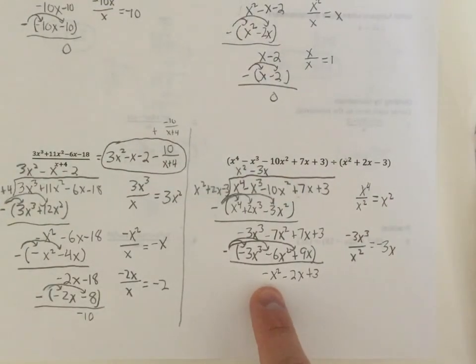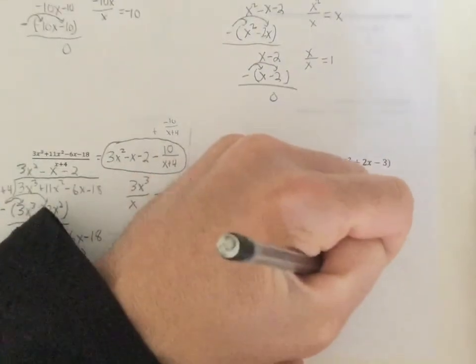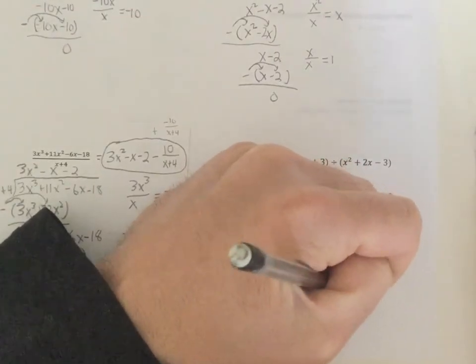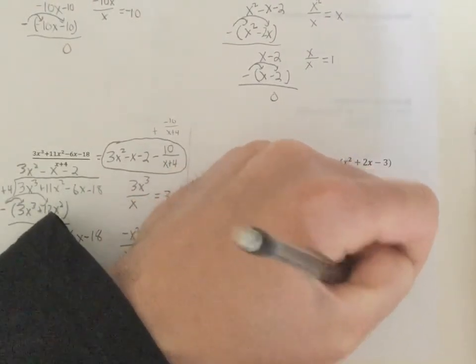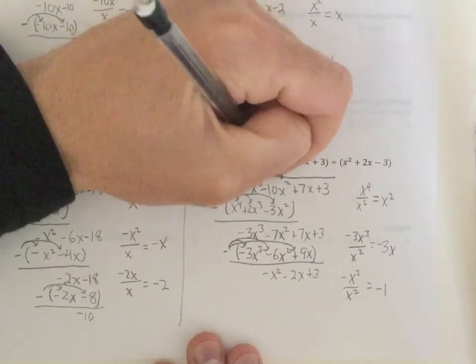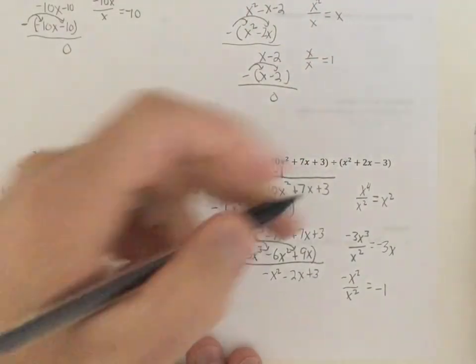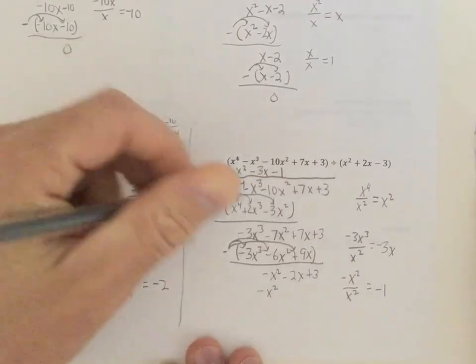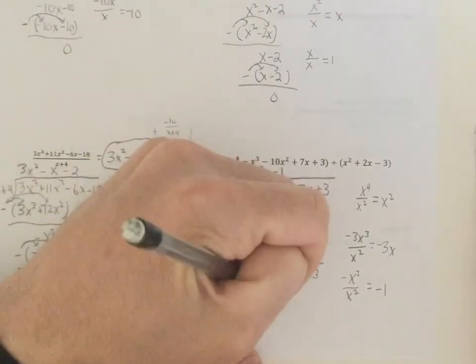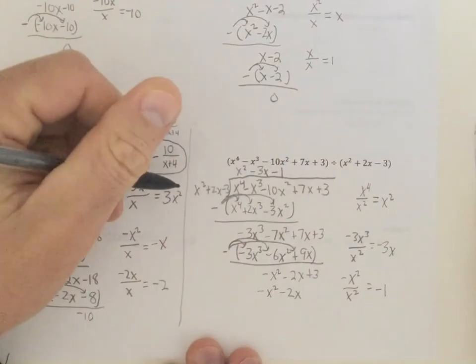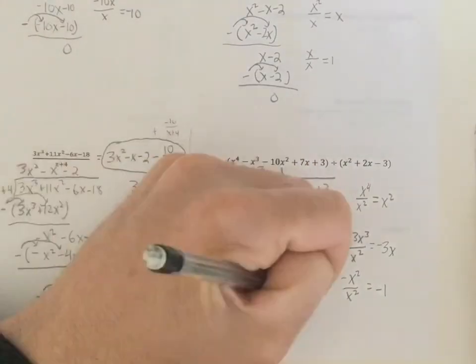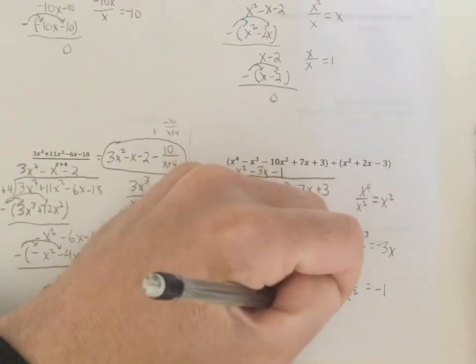I'm almost done. I would take now my leading term, which is negative x squared, and divide that by x squared, which is negative 1. And again, I multiply. Negative 1 times x squared is negative x squared. Negative 1 times 2x is negative 2x. And negative 1 times negative 3 is positive 3.